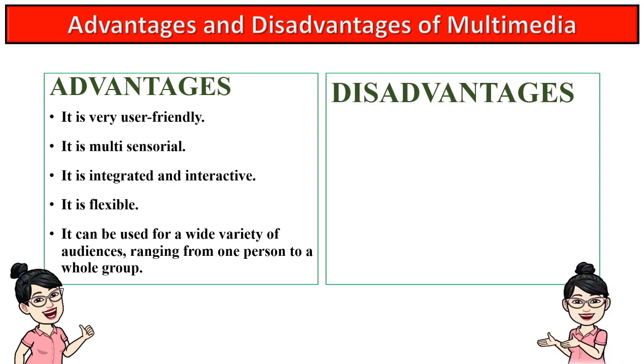Disadvantages of multimedia. Information overload. Because it is so easy to use, it can contain too much information at once. It takes time to compile. Even though it is flexible, it takes time to put the original draft together. It can be expensive. Multimedia makes use of a wide range of resources, which can cost you a large amount of money.